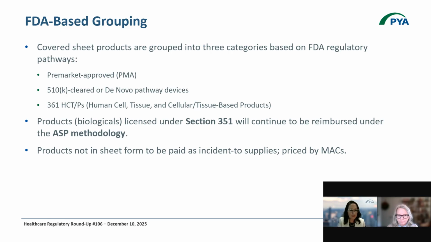So you'll bill out the CPT code for the application, and then you'll bill out the supply code for the services, and the supply code will be paid the same across all three of these categories. What this does not apply to is the products that are considered biologics, and they've redefined biologics to only include these services that meet the Section 351 specific provision. The products that are not in sheet form will be paid as incident to supplies as priced by the MAC. So that's another addition to the aspect in this final rule.